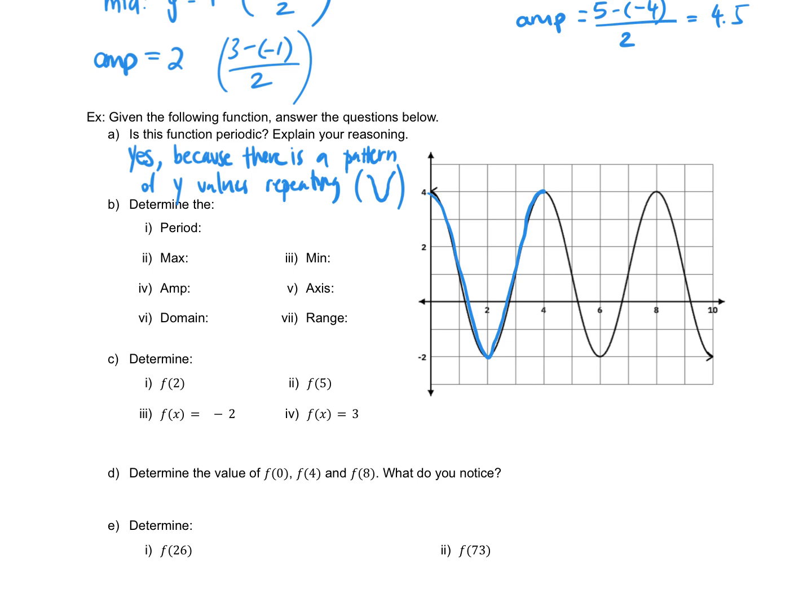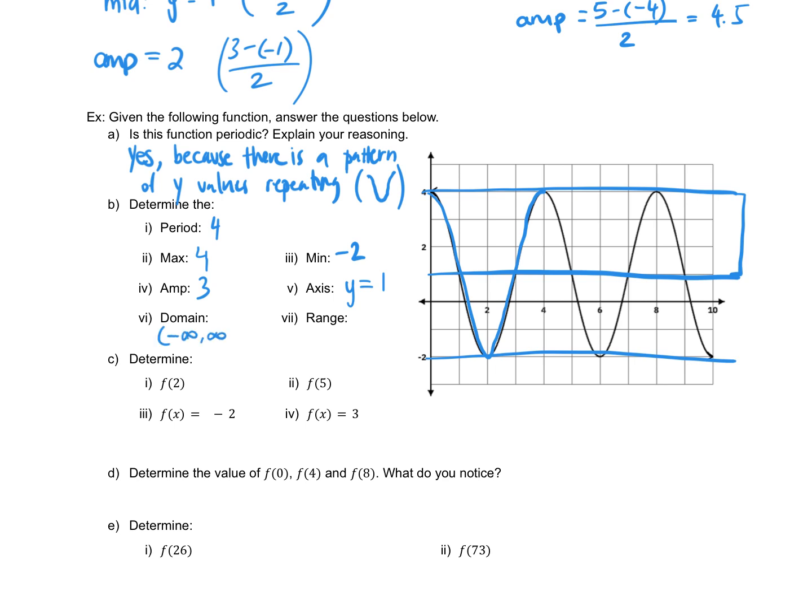Okay, so the period is, based on what I drew, 4 units. The maximum is 4. The minimum is -2. I'm going to do my central axis first. I can see it. 3 above, 3 below, there we go. It's y equals 1. You could, of course, also do 4 plus negative 2 divided by 2, so add the numbers, divide by 2. And now I can see my amplitude is this distance here. That's just 3 boxes. My domain, this is continuing forever, so negative infinity to infinity. And my range is from the minimum of negative 2 to the maximum of 4.